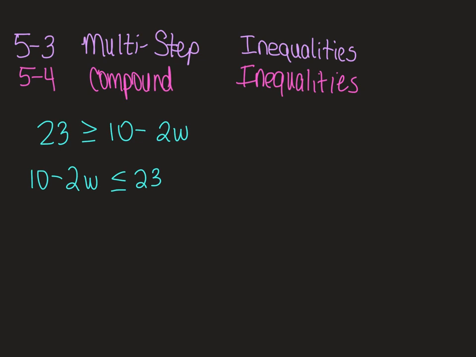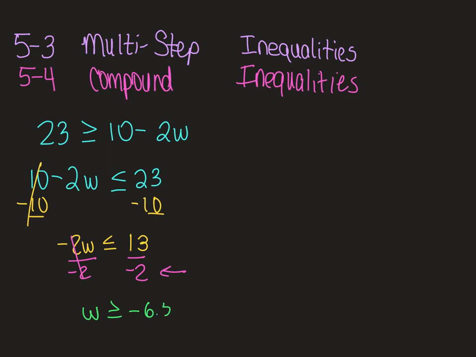All right, so now I've got two numbers to get rid of, the 10 and the negative 2. I want to go backwards of PEMDAS, so I'm going to add or subtract first because that would be the last thing in PEMDAS. Minus 10 on both sides, cross that out. Negative 2w is less than or equal to 13. Now I get rid of the negative 2, divide by negative 2 on both sides. Don't forget when you multiply or divide by a negative, now we're going to change the direction of the alligator mouth. And I get w is greater than or equal to negative 6.5.